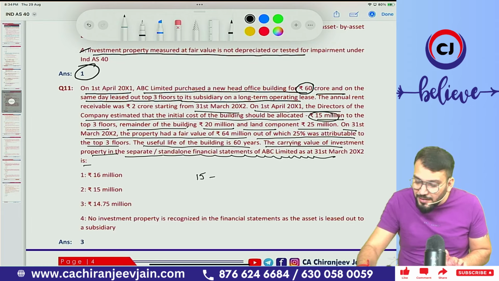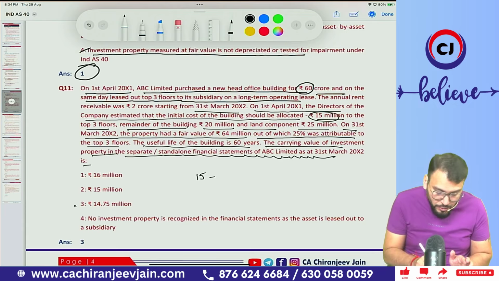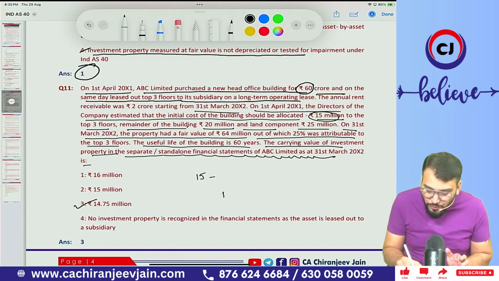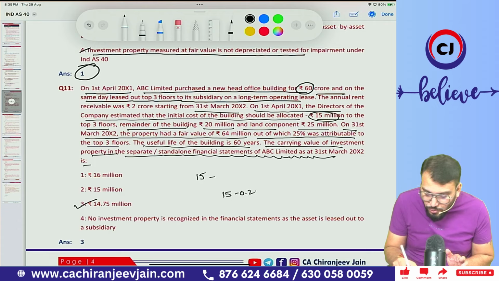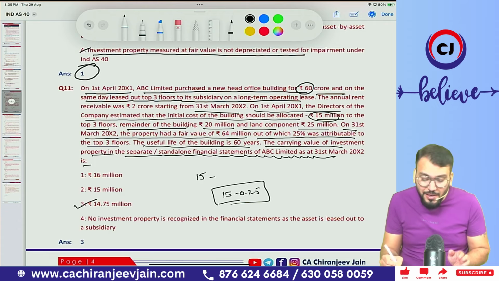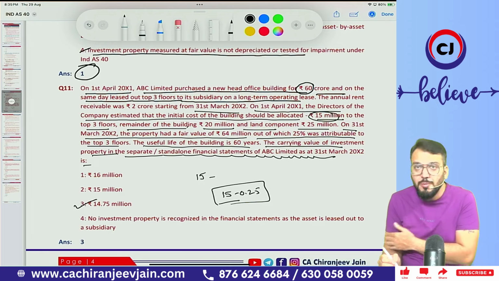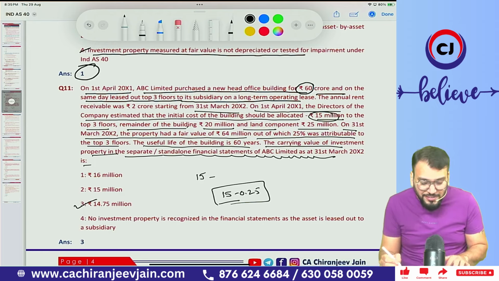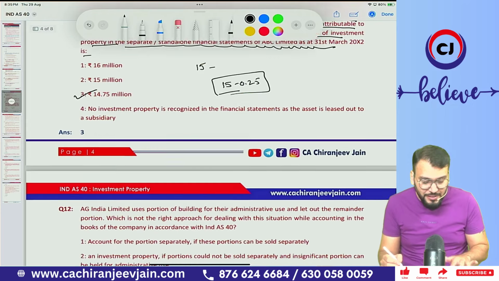The 15 divided by 60, that will come to 0.25. So minus 15, so it will be 14.75. So option number 3 is correct. So 15 minus 0.25 is the depreciation for the first year. Therefore it will be what? The carrying amount will be 14.75. Very simple, super easy. Come to question number 12.